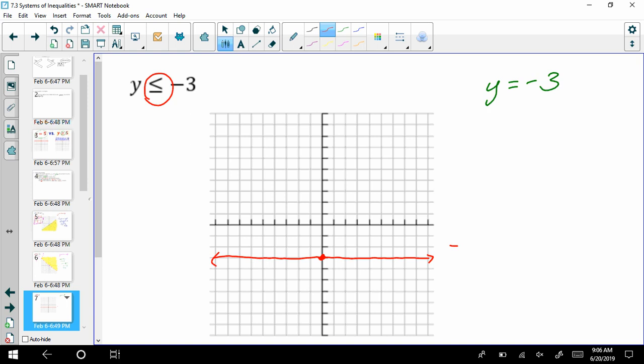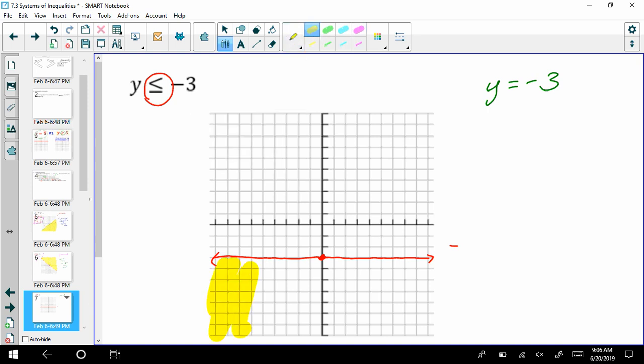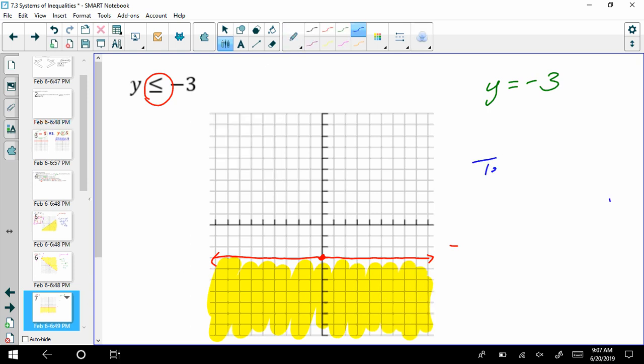And now we have to decide the shading. Well, if I quick just look at it, it says y is less than or equal to. So less than or equal to, think less than the line. So that literally means below, under it. If you don't like that way, let's do a test point. I'm going to do 0, 0 as my test point.